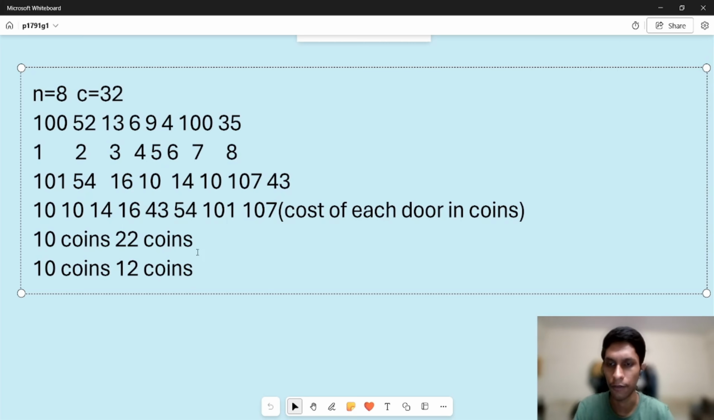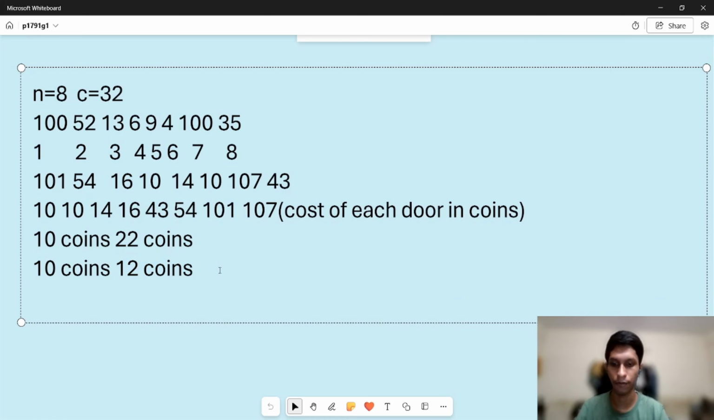But after this second door, we cannot use this door costing 14 coins, since we are only left with 12 coins. This door is too expensive for us, so the number of doors will be 2. So for this test case, the maximum number of doors that we can open will be 2.